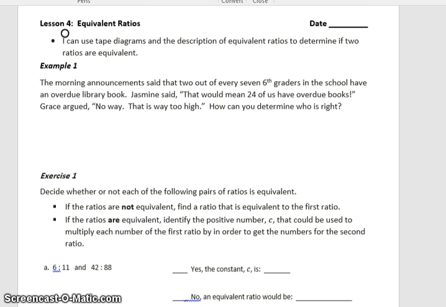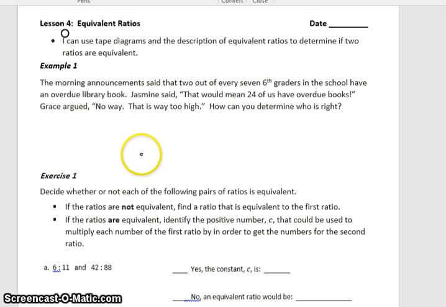The morning announcement said that 2 out of every 7 sixth graders have an overdue library book. Jasmine said that would mean 24 of us have overdue books. Grace argued, no way, that's too high. How can you determine who is right?